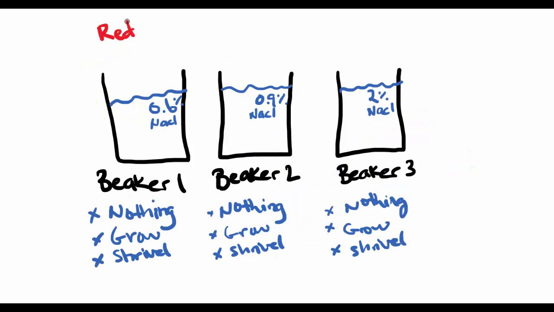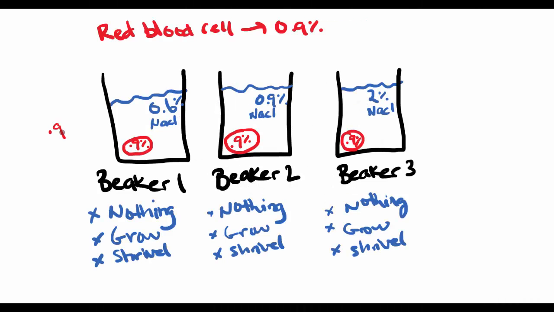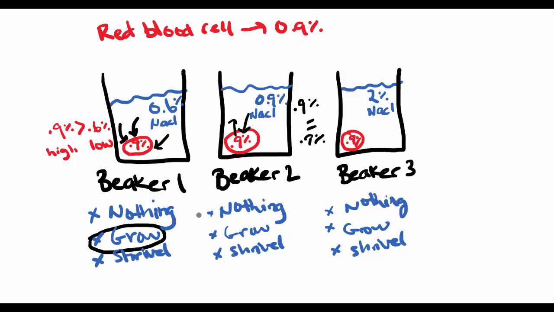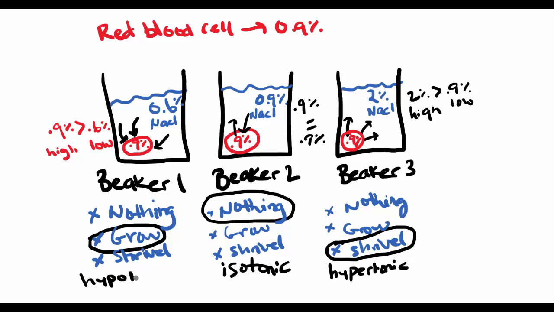Now let's do a comparison between these three samples. The cell concentration is 0.9% with these concentration values. Pause the video and work this out before continuing. And here's how the problem is worked out. Beaker 1 is hypotonic. Beaker 2 is isotonic. And beaker 3 is hypertonic. And you can mess around with these numbers. And that concludes this lesson.